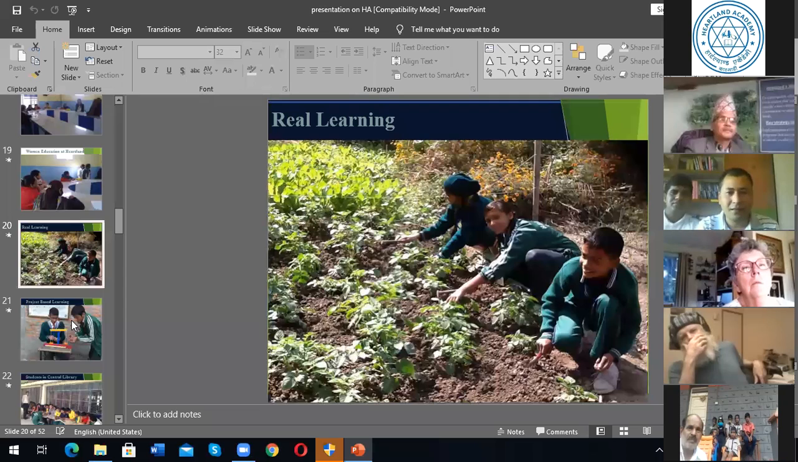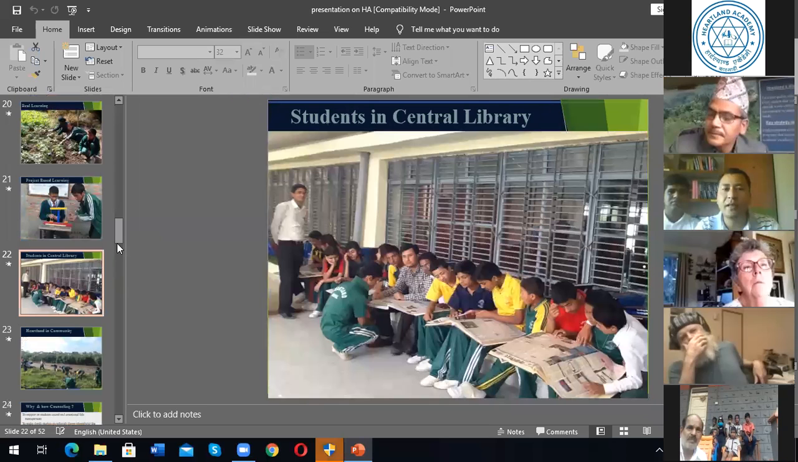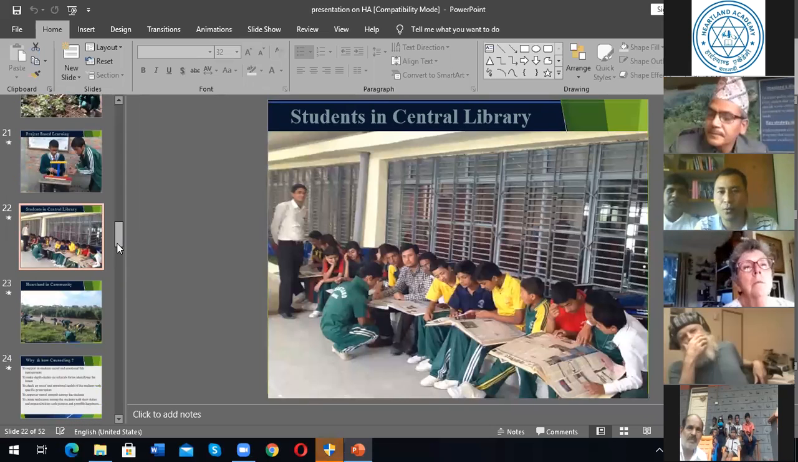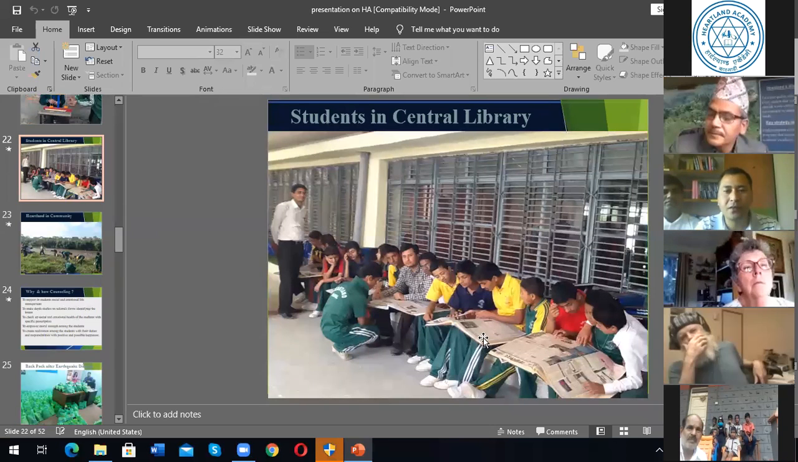Similarly, this is project-based learning. Our students are practicing mathematical activities as their project. You can see it in the picture. This is also a research-based activity. Our students are in the central library of Trivandrum University, reading newspapers and searching for some facts there.